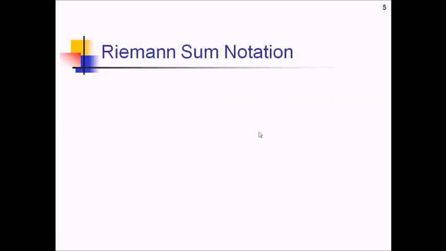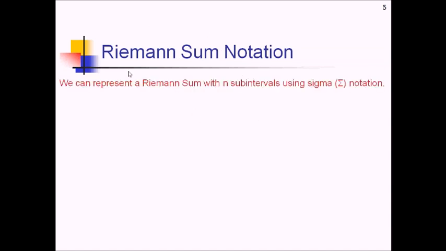Let's change gears now and talk about Riemann sum notation and how this relates to definite integral notation. We can represent a Riemann sum that has n subintervals using sigma notation. So originally, when you were doing your RAM methods, which is basically what a Riemann sum is, you found the area under a curve by taking a bunch of rectangles, finding their bases, finding their heights, and adding all those different height base products together.